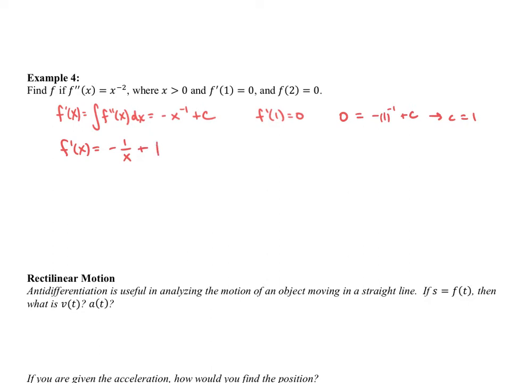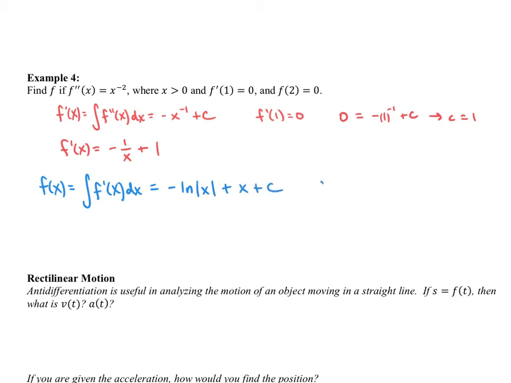Okay, then we're going to do the antiderivative to get the function. So the function is equal to the antiderivative of f prime of x dx. And the reason that I wrote it as negative 1 over x is because the antiderivative is negative natural log of absolute value of x plus c.